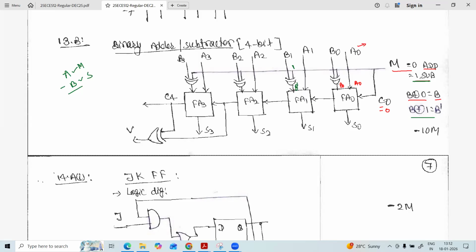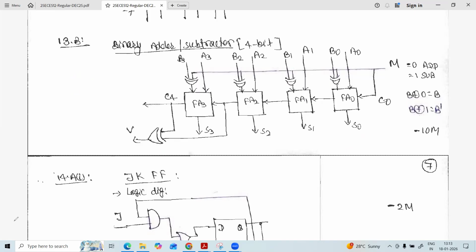And already 1 is being added from the previous stage, so 1 will be added. So B dash plus 1 is going to give us the 2's complement of the subtrahend. Like this, we are able to perform the subtraction with the help of addition. And finally, this XOR gate is going to check the overflow conditions. So it is easy to draw the diagram as well as the explanation for binary subtraction and addition.